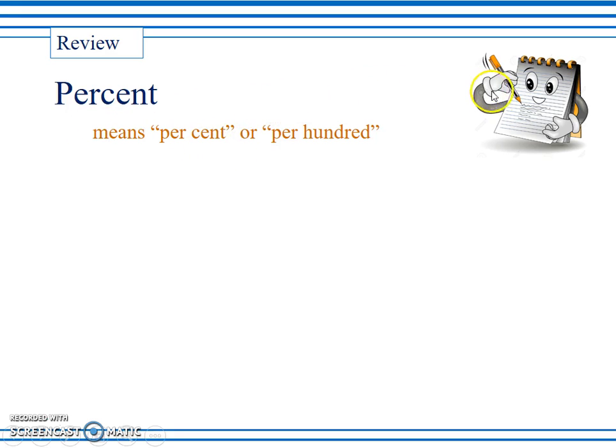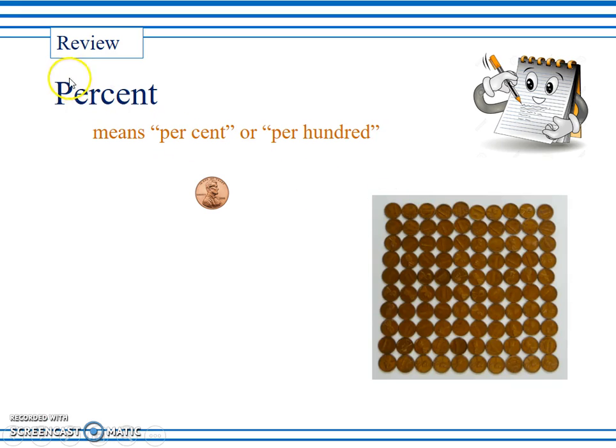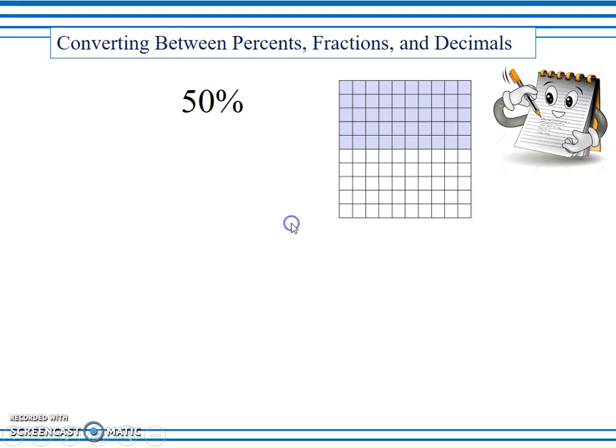Okay, just as review, and you might want to jot this down in your notes, percent means per cent or per penny, and there are 100 pennies in a dollar. So when we see percent, it really means per 100. Make sure you have that jotted down in your notes. And then we're going to move on.